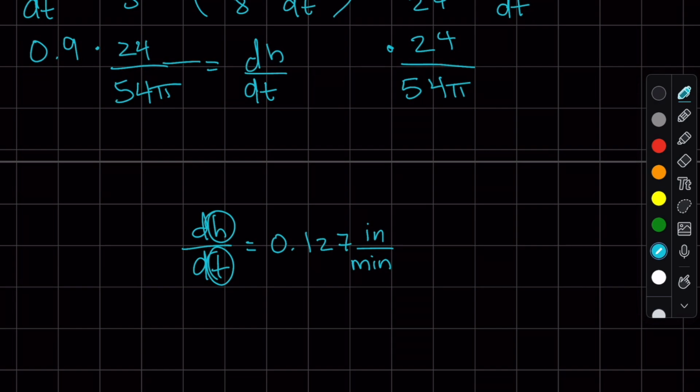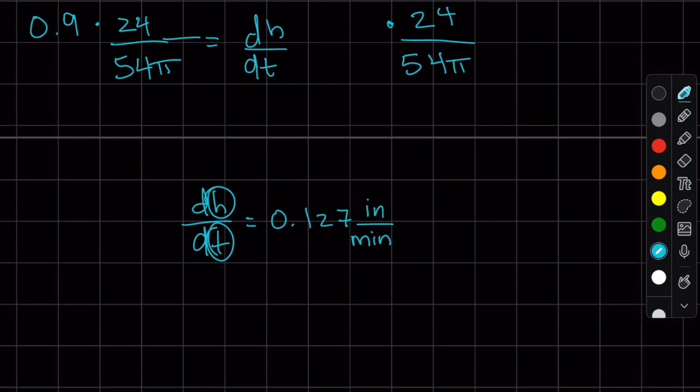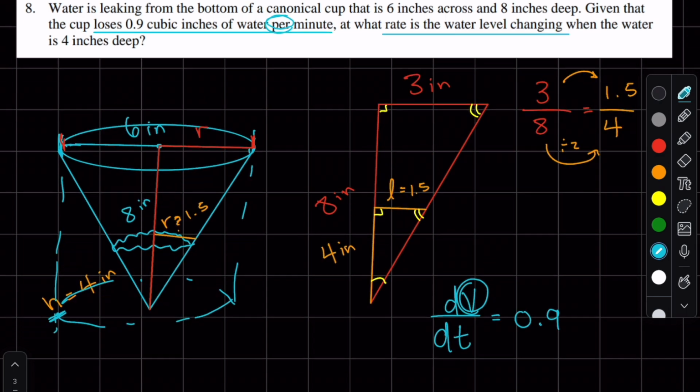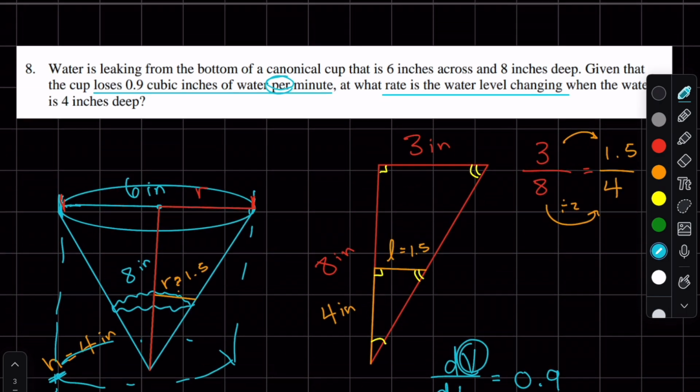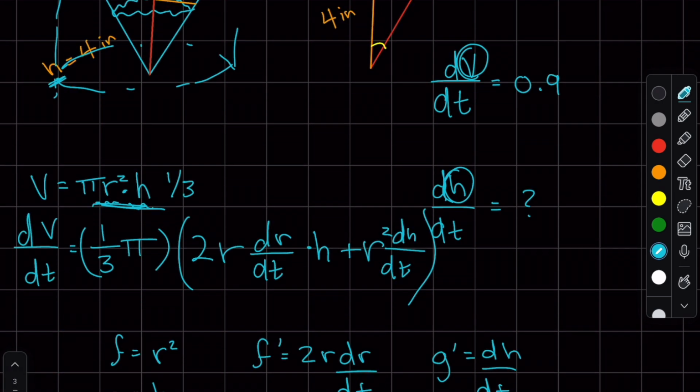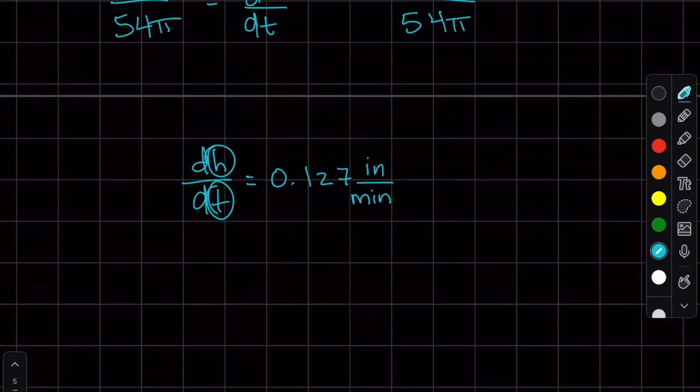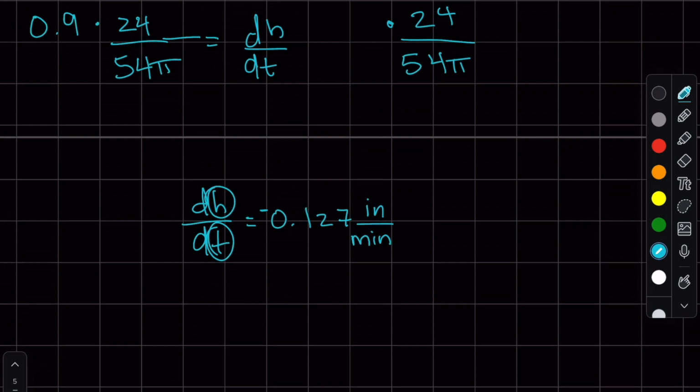Okay, so one quick note after the fact. Because the original problem says that we're losing water, our dV over dt should be negative, and as a result, our dh over dt should also be negative because we're losing that height, or decreasing, and so our answer should be negative 0.127, and that is the final answer.